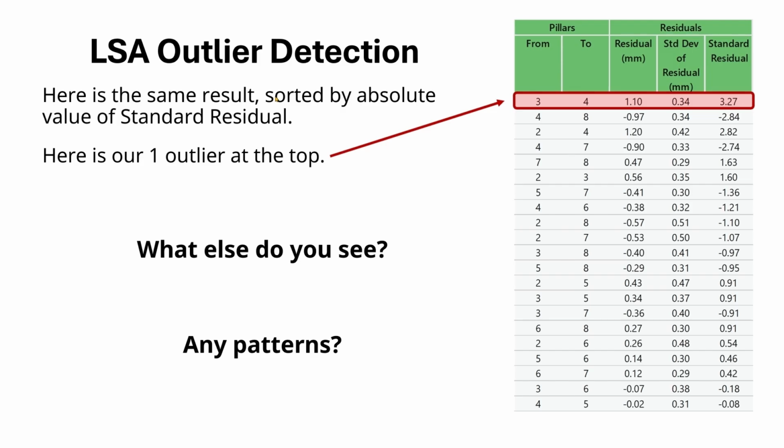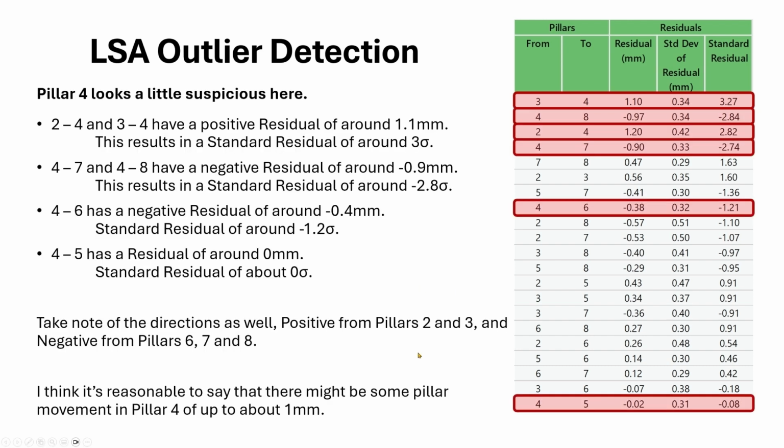Here we have the same result, sorted by the absolute value of standard residual. And here is our 1 outlier at the top, 3 to 4. What else do you see? Are there any patterns here? I think pillar 4 looks a little suspicious here.